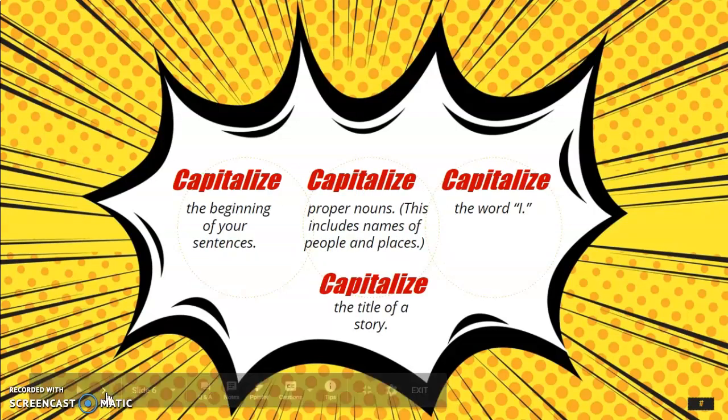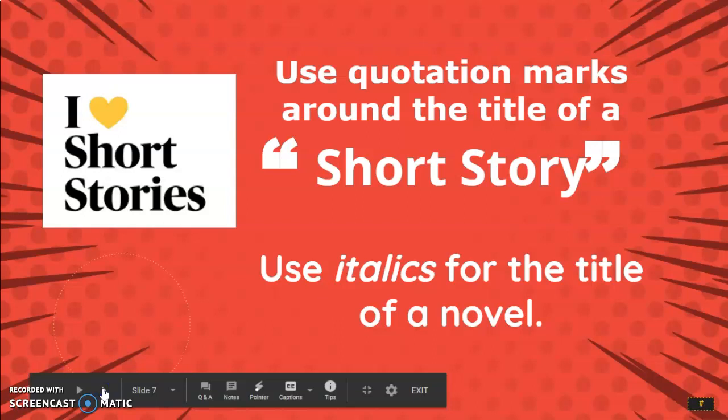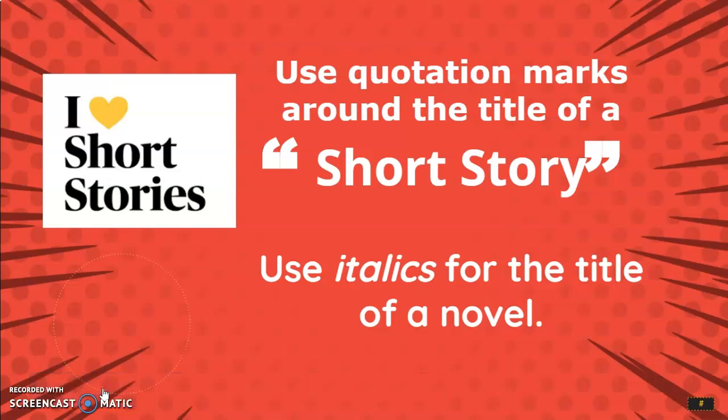Capitalize, capitalize, capitalize. Very important. Capitalize the beginning of each of your sentences. Go in and check those. Capitalize proper nouns. This includes the names of people and places. Capitalize the word I if it is included in your paper. Capitalize the title of stories. Go in and check your capitalization. If you have a short story in your paper and you've written about it, then you should have quotation marks around the title of the short story. If you have a novel in your writing, you should have written the title of the novel in italics.